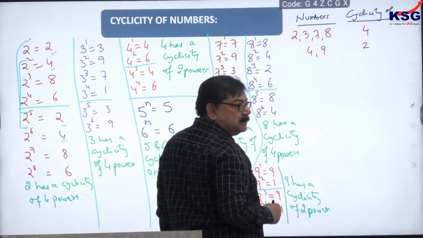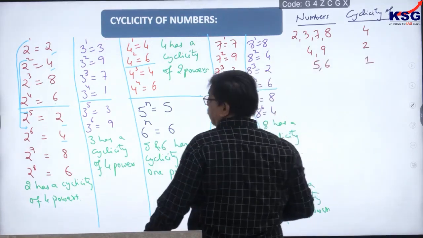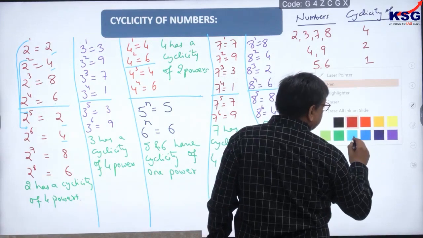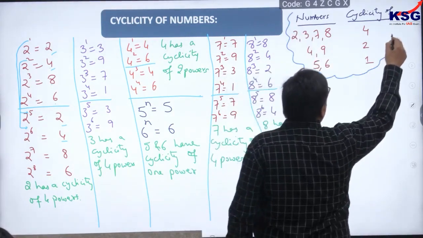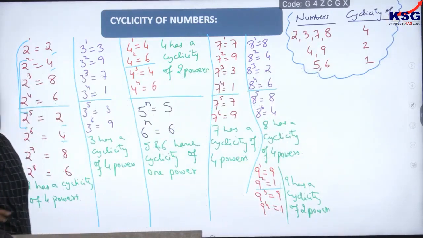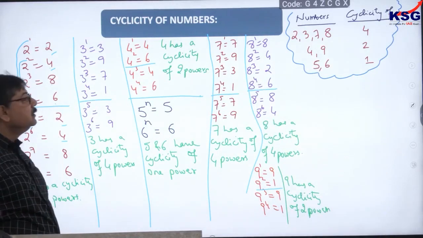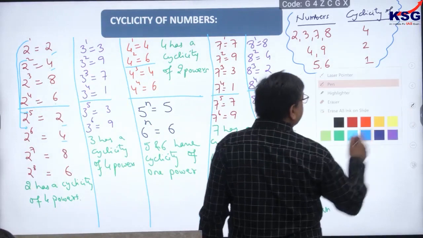have a cyclicity of 2 powers. And 5 and 6 have a cyclicity of 1 power. And this is what you need to remember. This must be there in your notebook when you're solving questions. So please note down later, once I'm done with the second part.